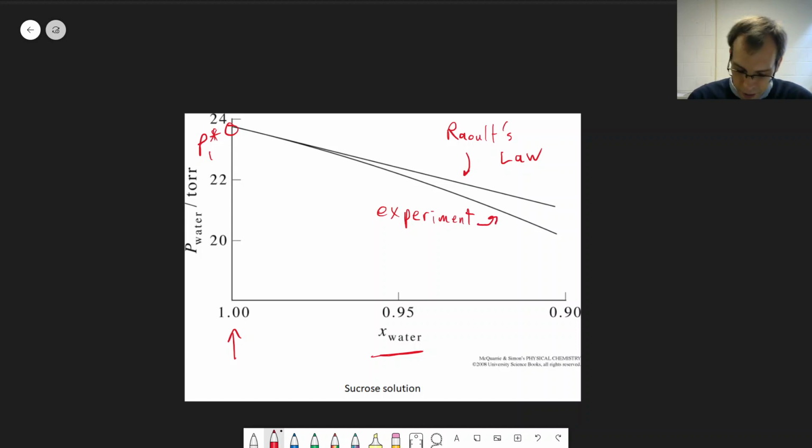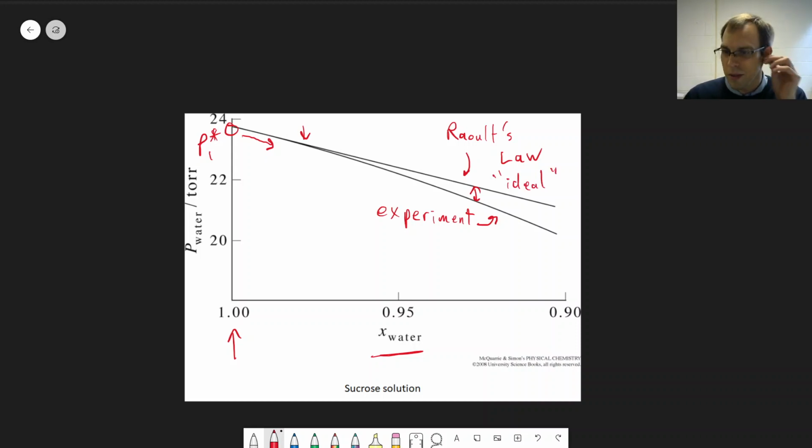What we can see is that for very dilute solutions, up to about here or so, we get a decrease in vapor pressure as we predict from Raoult's law, and it follows that linear trend based on the mole fraction. As the mole fraction decreases, the vapor pressure decreases because there's some other stuff present in the solution that prevents some of the water from evaporating. But once we get past about 0.97, we start to see deviations between the experiment and the Raoult's law ideal behavior.